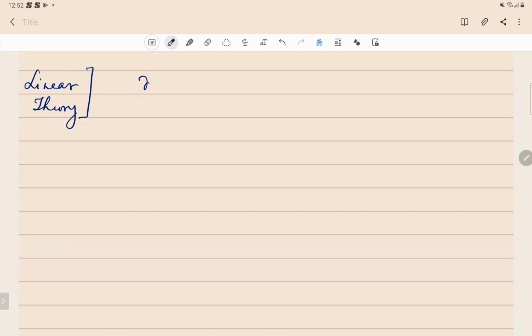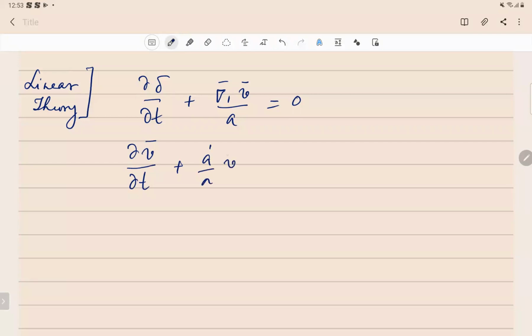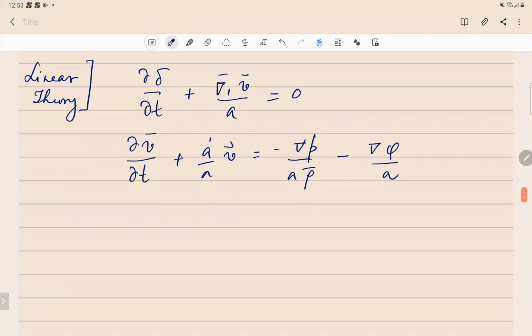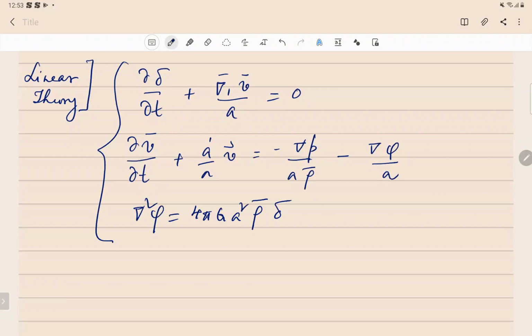So you have del delta by del t plus divergence of v by a equals to 0. These equations look very simple, but they have a lot of insights. So let's write them down. Del v del t plus a dot by a v equals to minus grad p by a times rho bar. You see that 1 plus delta is gone, minus grad phi by a. And you have del square phi equals to 4 pi G a square rho bar delta. So these shall be the equations that we shall be interested in.